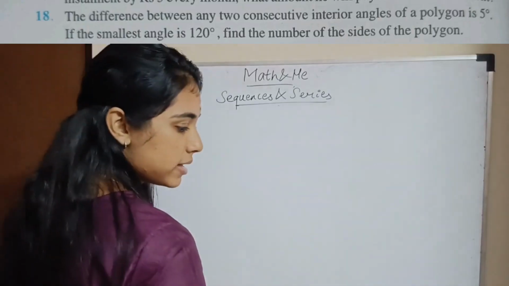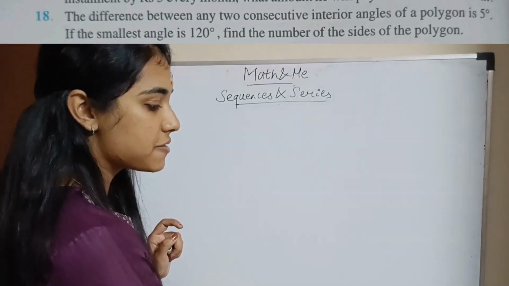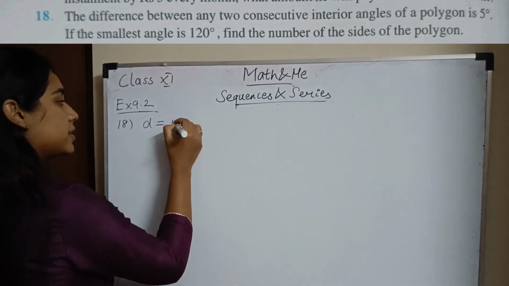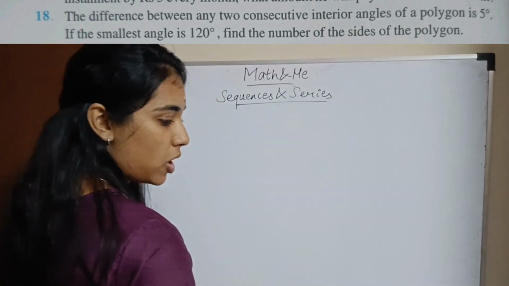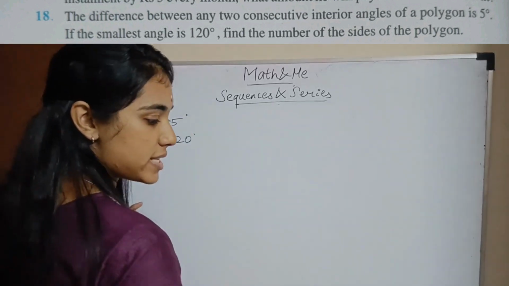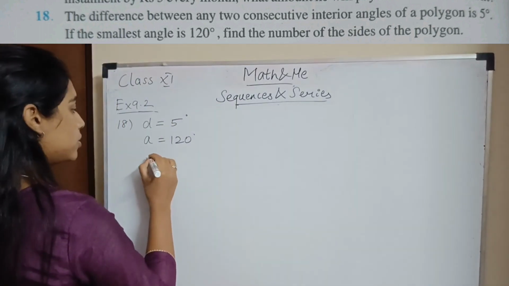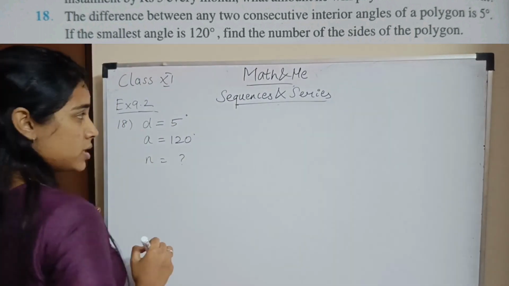18. The difference between any two consecutive interior angles of a polygon is 5 degrees. So the difference is 5. If the smallest angle is 120, which means that is the first term, smallest angle is 120 degree, find the number of sides of a polygon. So you need to know what the number of sides of the polygon is. So what do you know?